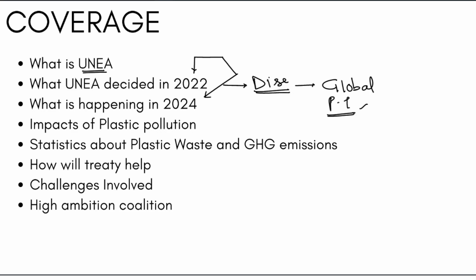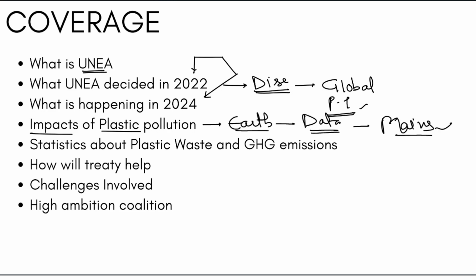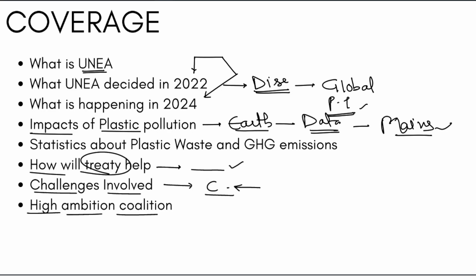Alright, then we'll see impacts of plastic pollution on the earth and the statistics and data related to it, which can be useful in the mains as well as prelims. Alright, we'll see how this treaty will help if implemented and agreed upon. We'll see what are the challenges involved towards implementation and agreeing of this treaty, which countries or people or lobbies are against this treaty. We'll see what the High Ambition Coalition is and how it is impacting this treaty. Alright, so let's start with the UNEA.